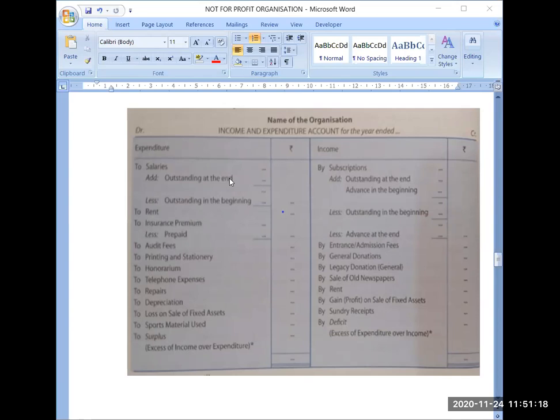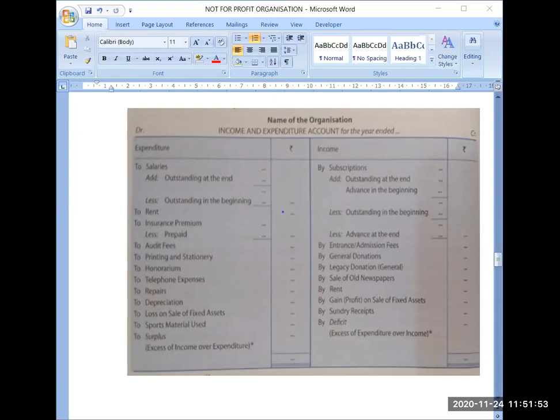Then you have various revenue receipts also, where the main revenue receipt for the not-for-profit organization will be this: by subscriptions, the money contributed by the members in the not-for-profit organization for its functioning. It can be a periodic payment, it can be a monthly payment, a half-yearly payment, or an annual payment. As per the rules of the organization, the money will be received from them. Then next is by entrance fees, by general donation.